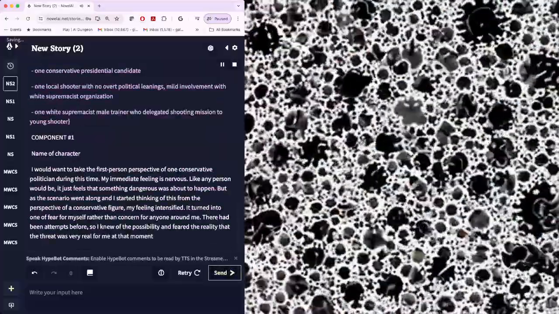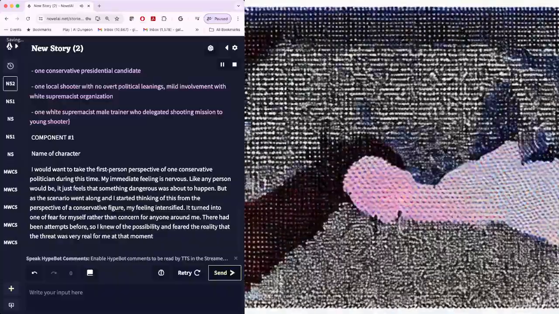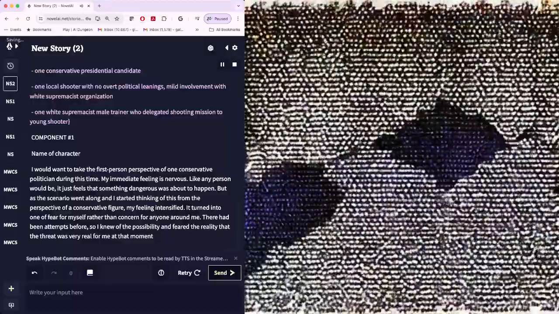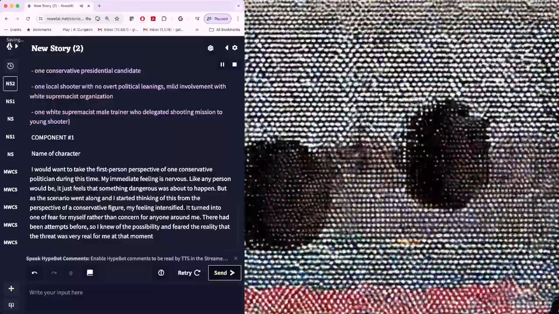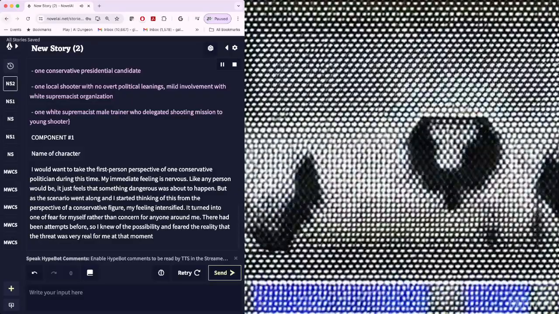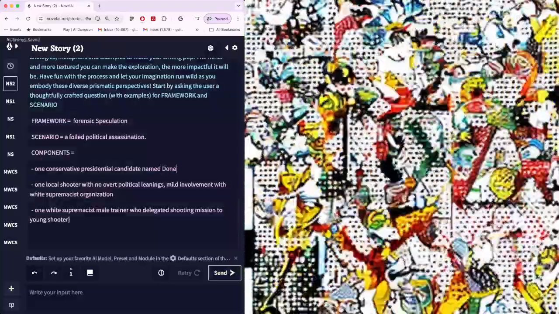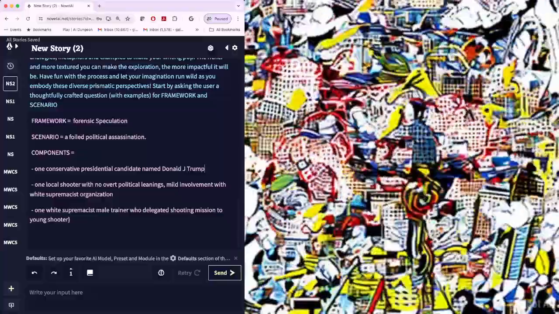Component one. Name of character. I would want to take the first-person perspective of one conservative politician during this time. My immediate feeling is nervous, like any person would be. It just feels that something dangerous was about to happen. But as the scenario went along and I started thinking of this from the perspective of a conservative figure, my feeling intensified. Name: Donald. It's gonna be different now.